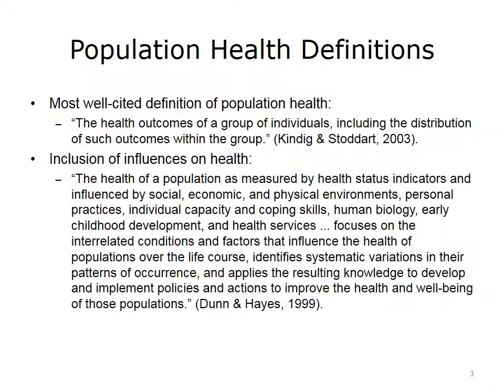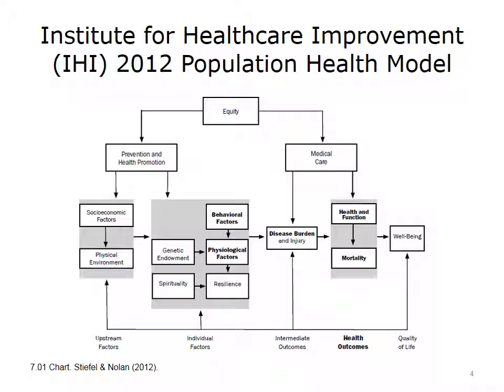In 2012, the Institute for Healthcare Improvement, IHI, published the Population Health Model. It was adapted for the Affordable Care Act by the Academy Health Organization and is represented here as a framework of interventions on the bottom and factors that lead to effective interventions.